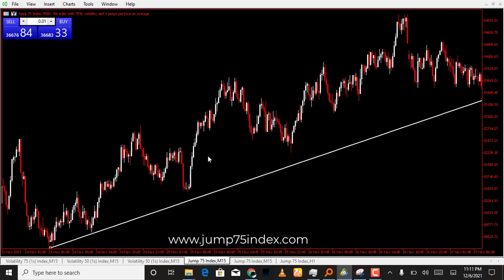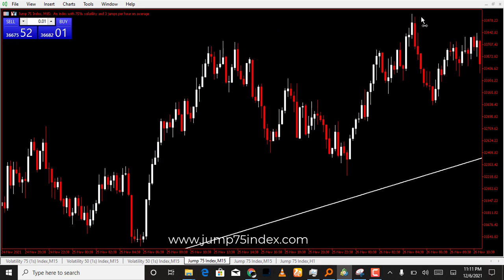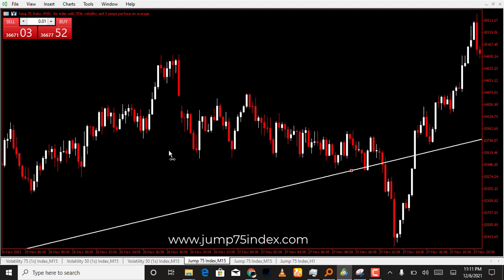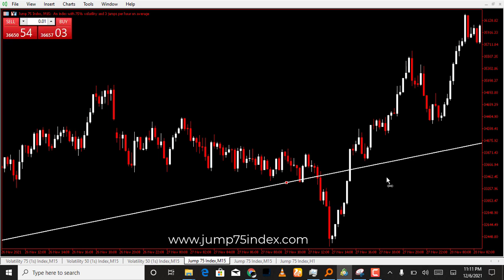Let me show you. As you can see here, this is Jump Index, guys, and you need to understand that while trading Jump Index, the price may spike in both directions, unlike Boom and Crash indices, where prices spike in a constant direction, guys. For example, if you are trading Crash, it will be spiking bearish, and if you are trading Boom, it will spike bullish.